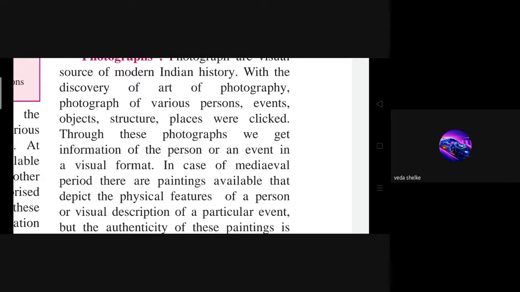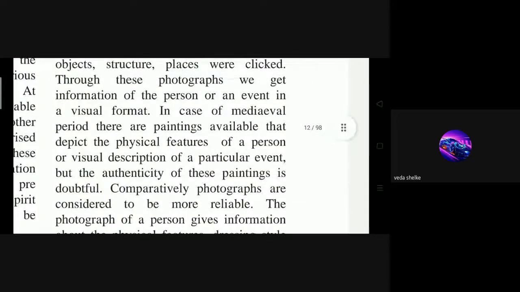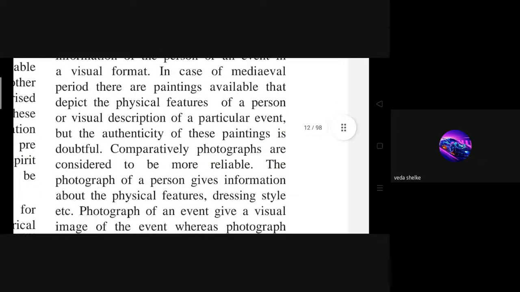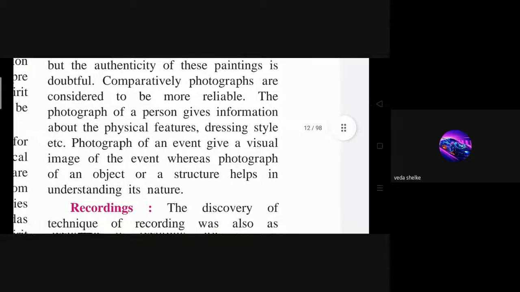Photographs of various persons, events, objects, structures, places were clicked. Through these photographs, we get information of the person or an event in a visual format. In the case of the medieval period, there are paintings available that depict the physical features of a person or visual description of a particular event. But the authenticity of these paintings is doubtful. Comparatively, photographs are considered to be more reliable. The photograph of a person gives information about the physical features, dressing style, etc. A photograph of an event gives a visual image of the event, whereas a photograph of an object or structure helps understanding its nature.